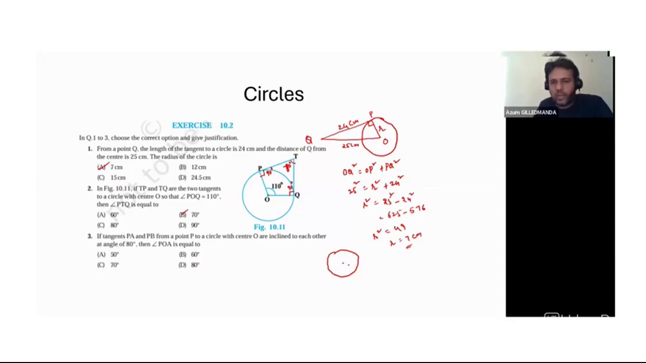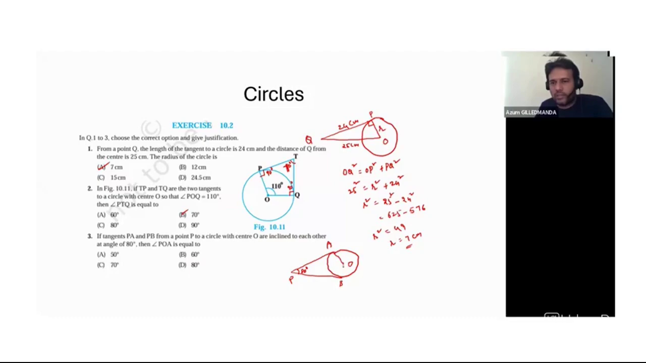Let's say this is the center O and the tangents are PA and PB. So P is the external point, and the tangents are touching the circle at two points, A and B. Now the tangents are inclined to each other at an angle 80, so the tangents are making an angle 80 degrees. Then POA, this angle is being asked.